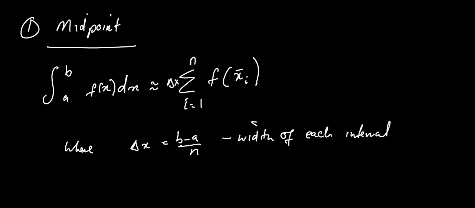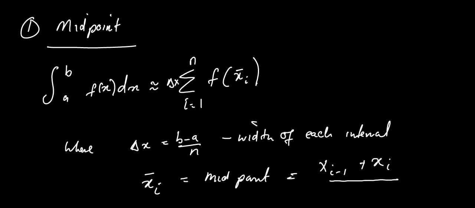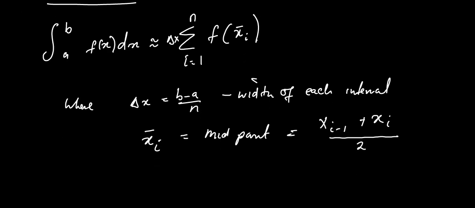Then we have x bar i, which is the midpoint of the ith interval. It's given by the previous reading plus the most recent, the bigger one, then divided by 2. Maybe let me give you an example so you see how we apply the midpoint rule.